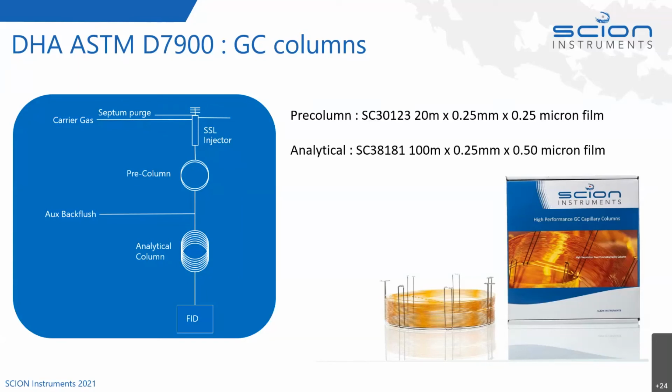We've got our pre-column, which we're going to backflush all the heavier material off, because we're only going to put the light materials up to C9 onto the main analytical column. And then we've got a backflush in play so that we can backflush the heavier material back out the splitless injector.